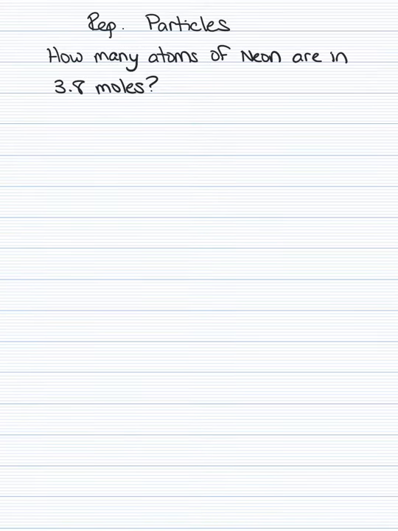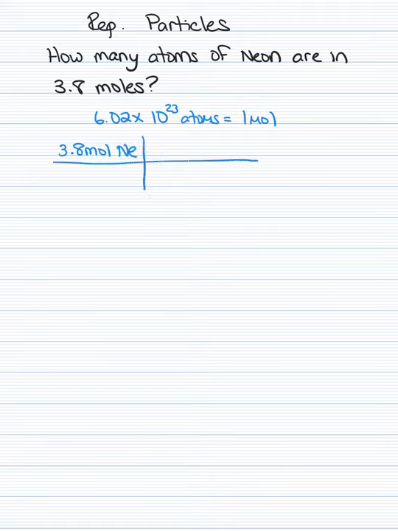Our next set of examples will be about the representative particles. Example 1, how many atoms of neon are in 3.8 moles? If we went back to our mole map, we would see that there are 6.02 times 10 to the 23rd atoms in 1 mole. So when we do this, we're going to start with our 3.8 moles of neon. And we know that there are 6.02 times 10 to the 23rd atoms in 1 mole. When you do that, you are then going to have 2.3 times 10 to the 24th atoms of neon.